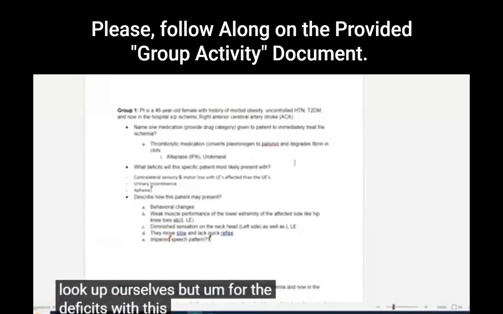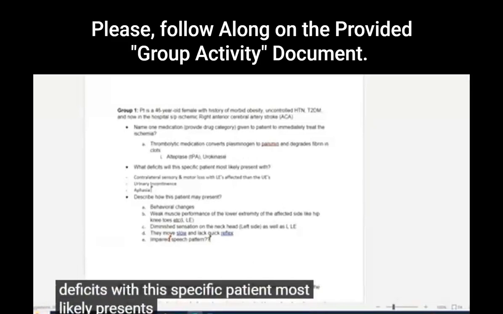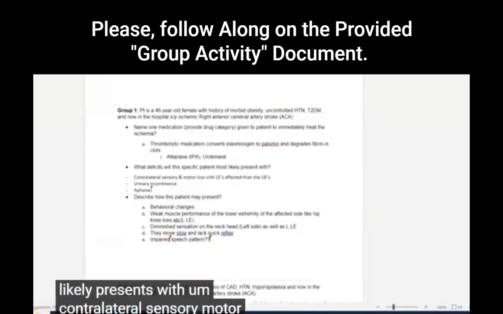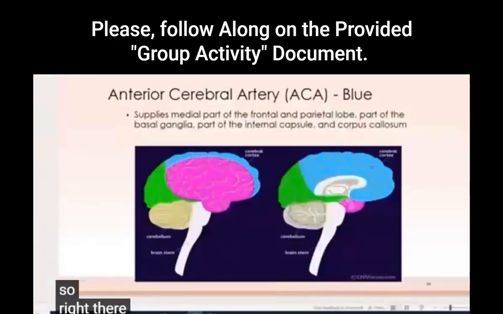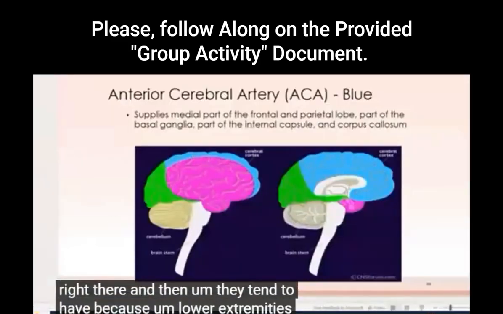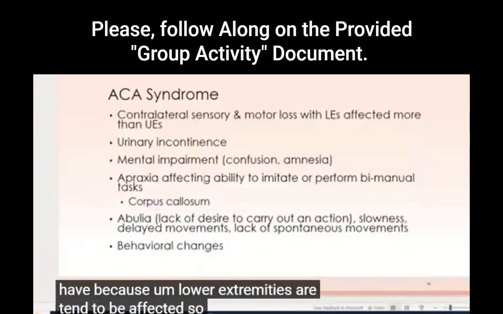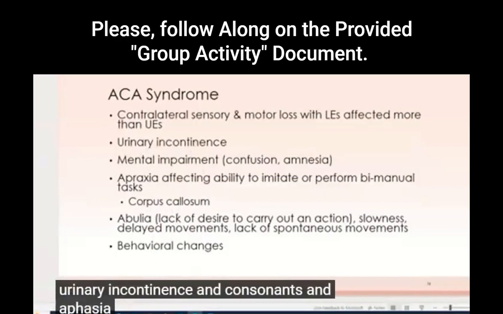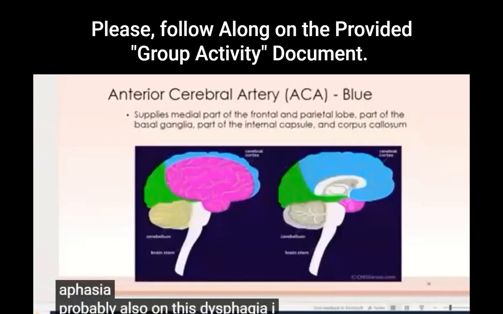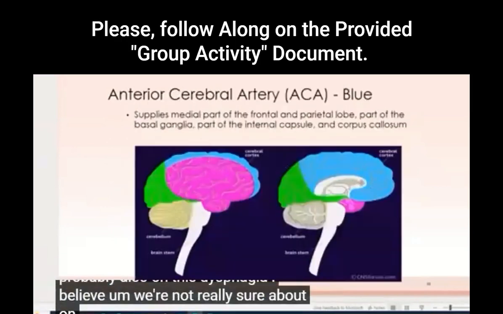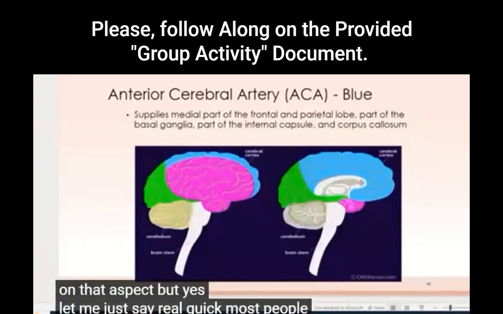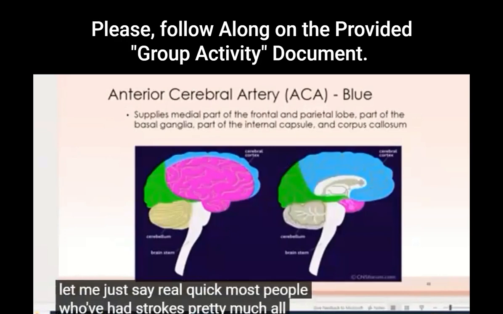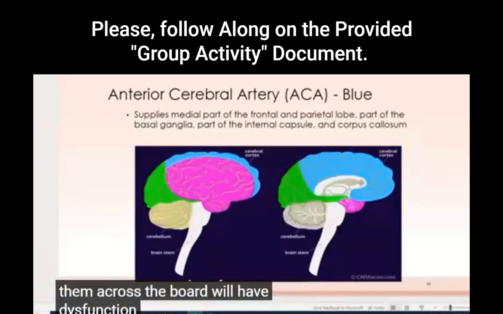But for the deficits with this specific patient, most likely presents with contralateral sensory motor loss with the lower extremity mostly affected. And because the lower extremities tend to be affected, they usually have urinary incontinence, aphasia, probably also dysphagia, I believe. We're not really sure about that aspect. But yes, let me just say real quick, most people who've had strokes, pretty much all of them across the board, will have dysphagia.